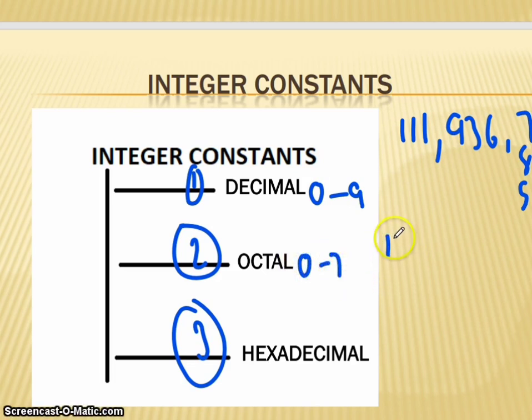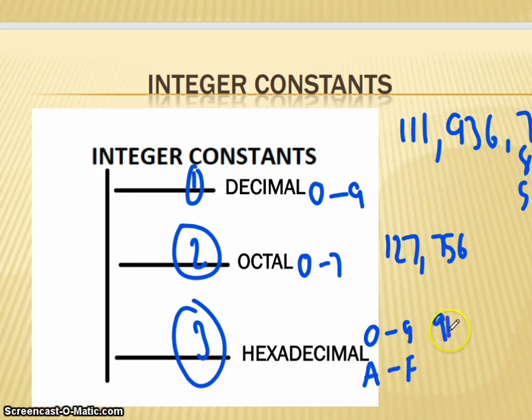Example: 127 or 756 and so on. Hexadecimals are formed from the combination of 0 to 9 and alphabets from capital A to capital F. Example: 9A8E. This is a hexadecimal because it is formed from the combination of the numbers 0 to 9 and alphabets A to F. 9A8E.